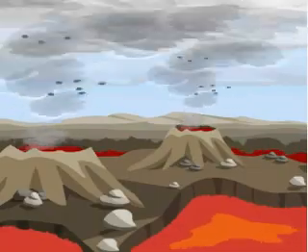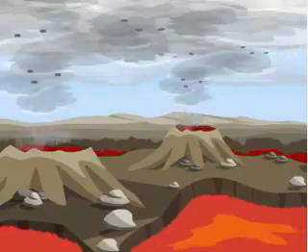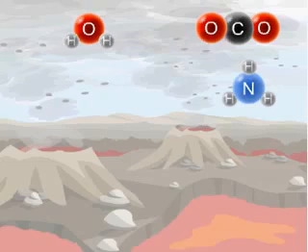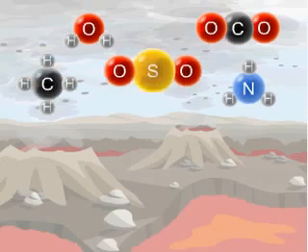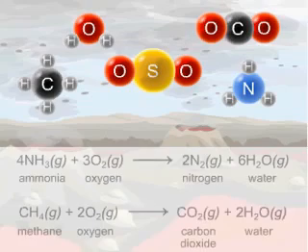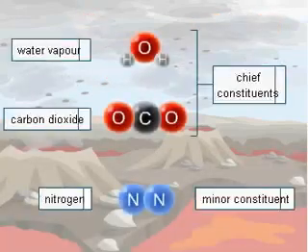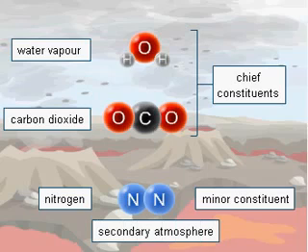The cooling Earth was subject to violent volcanic eruptions, accompanied by the release of huge amounts of other gases: water vapor, carbon dioxide, ammonia, methane, and sulfur dioxide. At the prevailing high temperatures, ammonia and methane reacted with trace amounts of oxygen, resulting in the formation of a secondary atmosphere, composed chiefly of water vapor, carbon dioxide, and nitrogen.